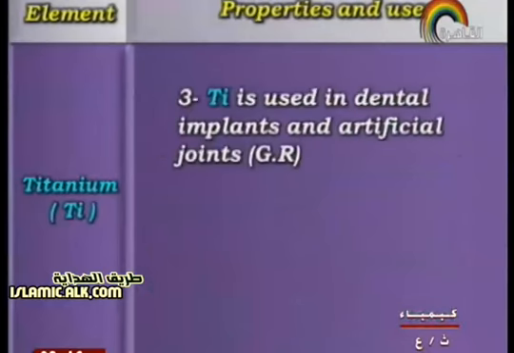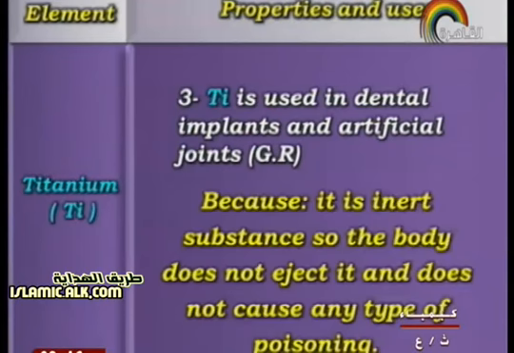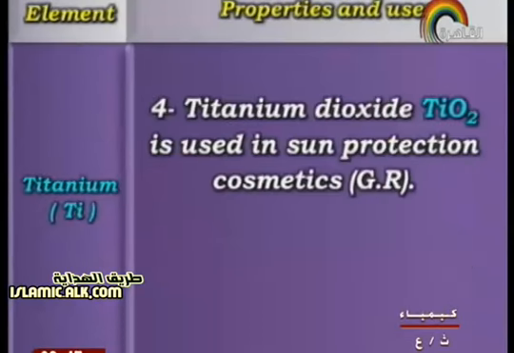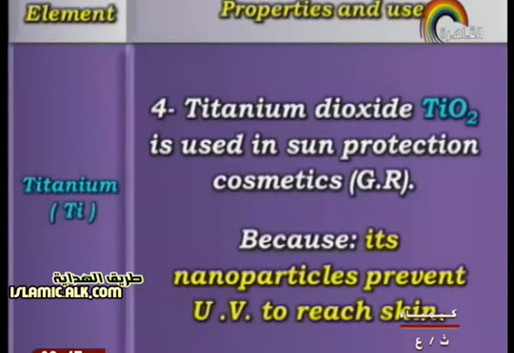The third use for titanium is in dental implants and artificial joints, because it is an inert substance, so the body doesn't eject it and it doesn't cause any type of poisoning. My dear students, another use for titanium is titanium dioxide, TiO2, which is used in sun protection cosmetics. The reason for that is that its nanoparticles prevent ultraviolet radiation from reaching the skin.